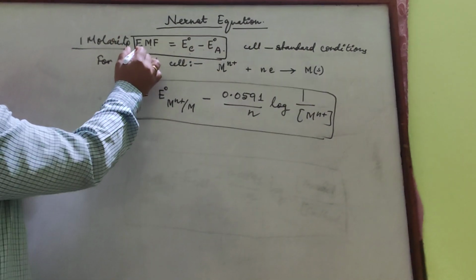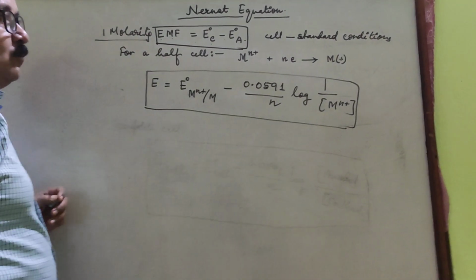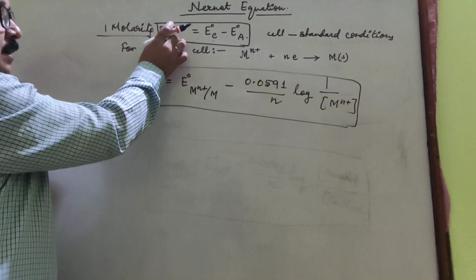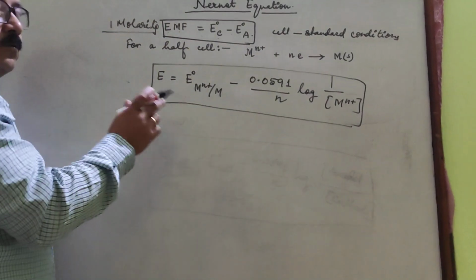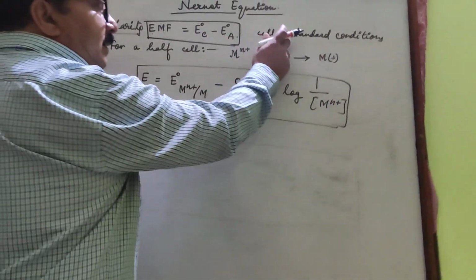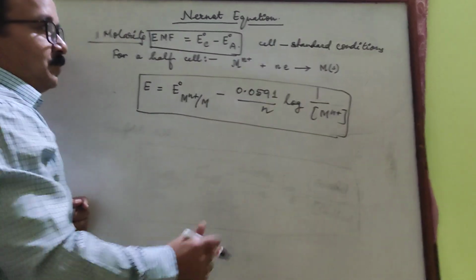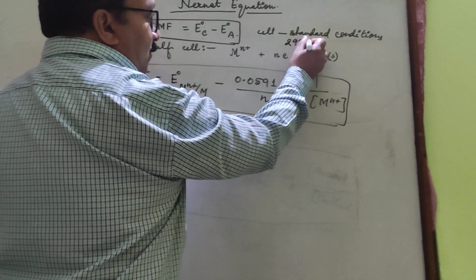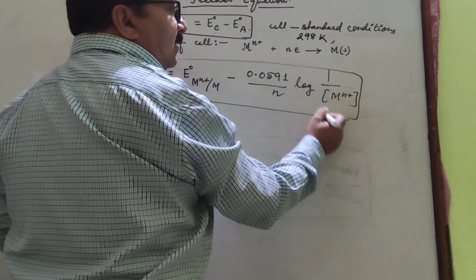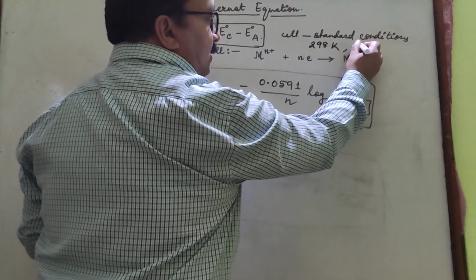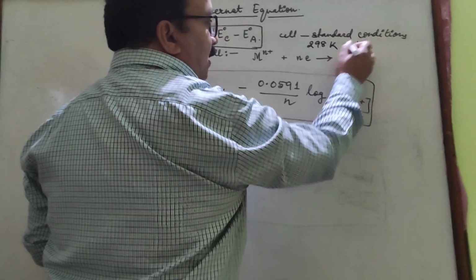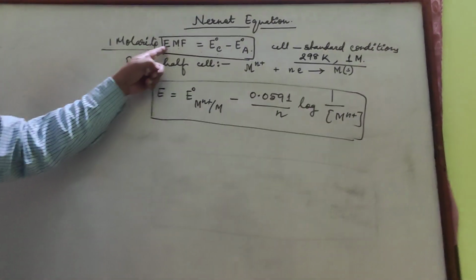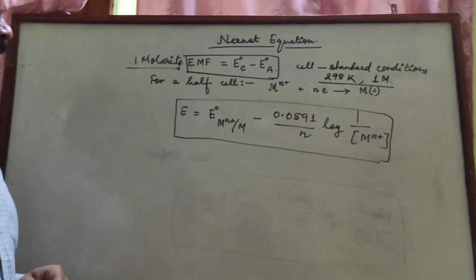Always remember that using this formula we can find out the EMF of a cell when it is under standard conditions, that is temperature is 298 Kelvin and concentration of the electrolyte is 1 molar. Under these conditions we can find out the EMF of the cell.